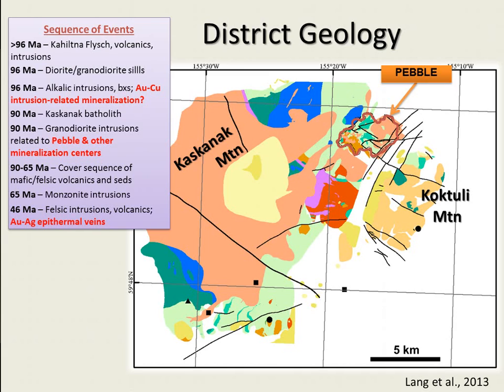And then also at 90 are granodiorite stocks related to Pebble and the other mineralization centers that include skarn and porphyry copper throughout, mostly surrounding Kaskanak Mountain there. And then from 90 to 65 million years ago, mafic to felsic volcanic and sedimentary rocks were deposited off to the east. And then around 65 million years ago, monzonite intrusions came up through the area. And then at 46 million years ago, felsic intrusions and volcanics and associated low sulfidation epithermal systems formed over on Koktuli Mountain. And then in recent times, glacial material covered much of the area. So it's a very long-lived magmatic center in the Pebble district there.